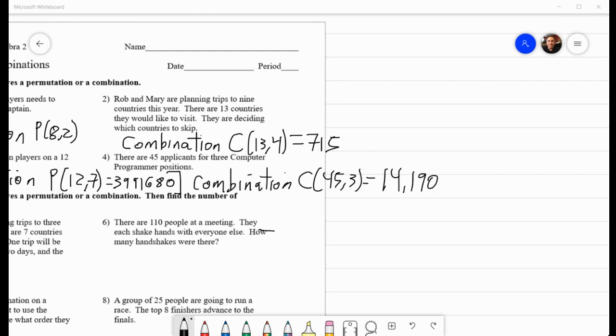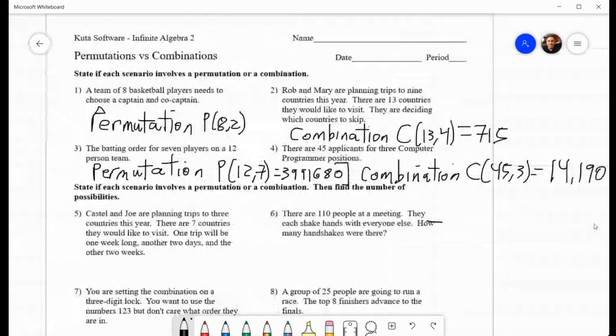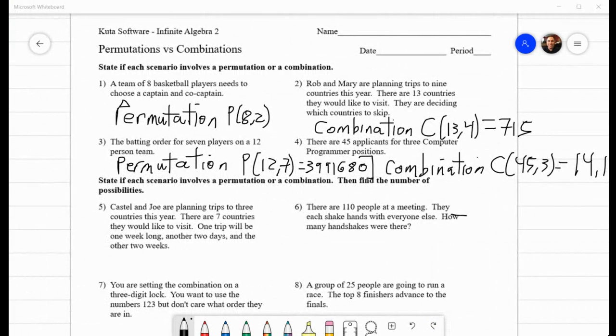Okay, so we have those examples. I figured we can try 5 and 6 and 8. Actually, let's try 5 and 6. I think it'd be good to try number 5, number 6, and 8. Those aren't actually too bad. 6 is a little tricky, but it's not terrible. I figured it'd be good for everyone to give it a shot, though.